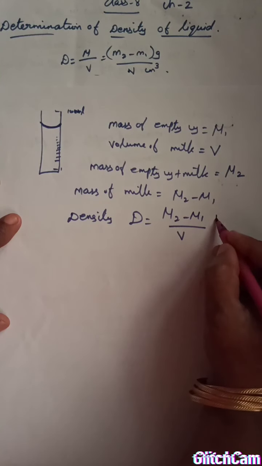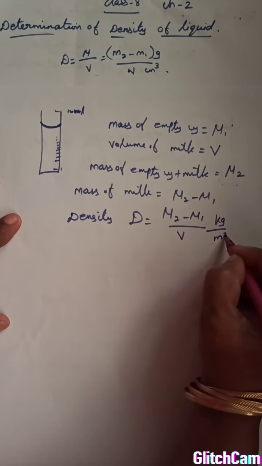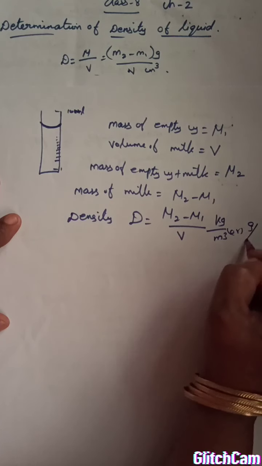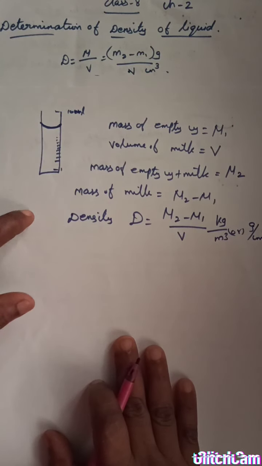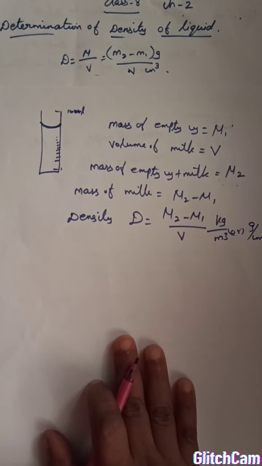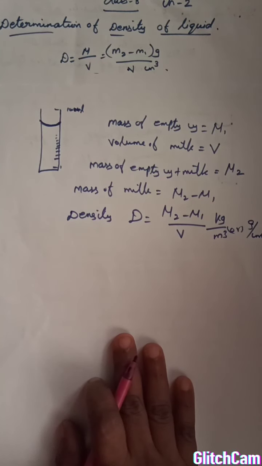If the mass is in kilogram, then the unit is kilogram per meter cube, or gram per centimeter cube. You know the unit of density. By this method we measure the density of a given quantity of liquid.